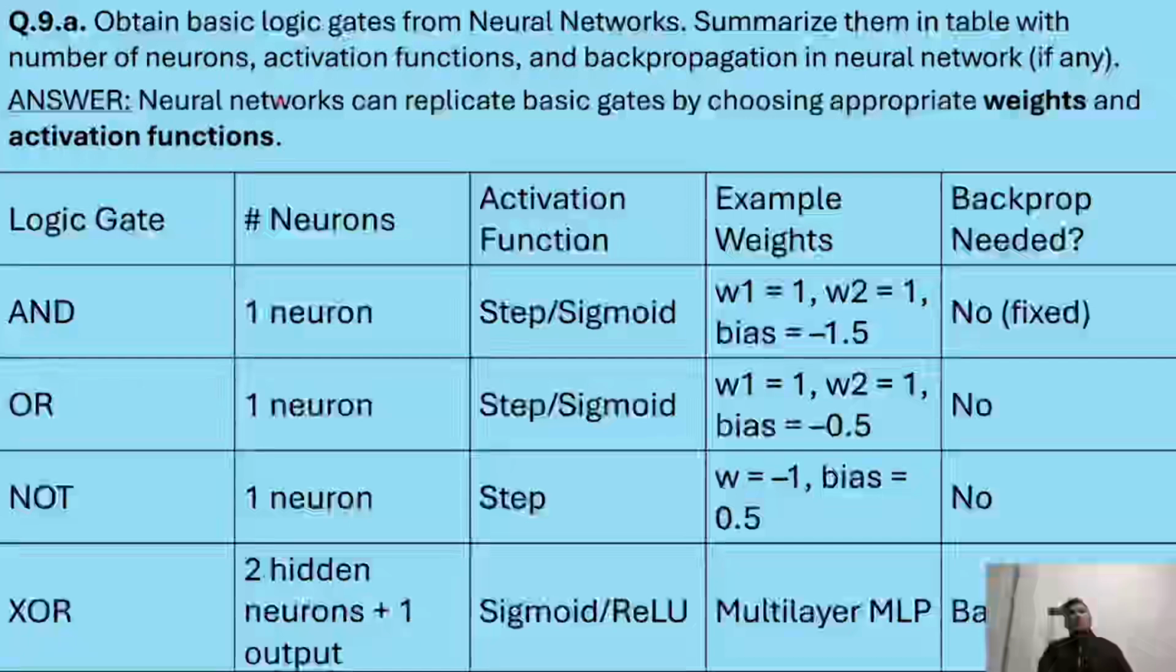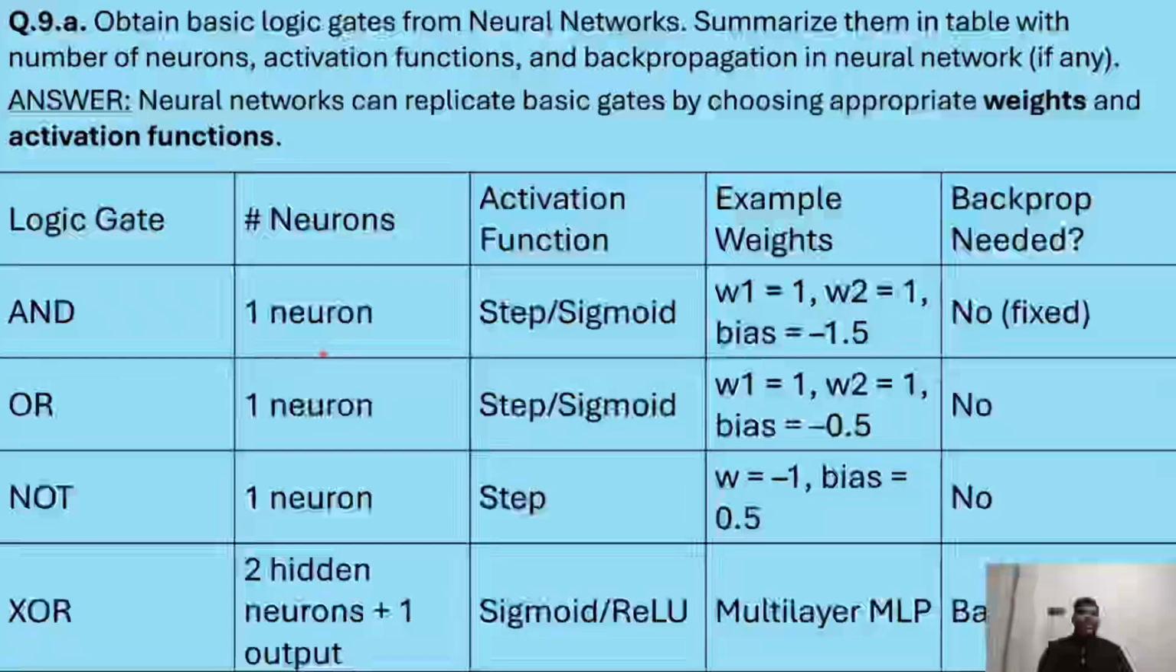Question number 9a. Obtain basic logic gates from neural networks. Summarize them in a table with number of neurons, activation function, and backpropagation in the neural network, if any. Answer: a neural network can replicate basic gates by choosing appropriate weights and activation function. The logic gates we have taken are AND, OR, NOT, and XOR.